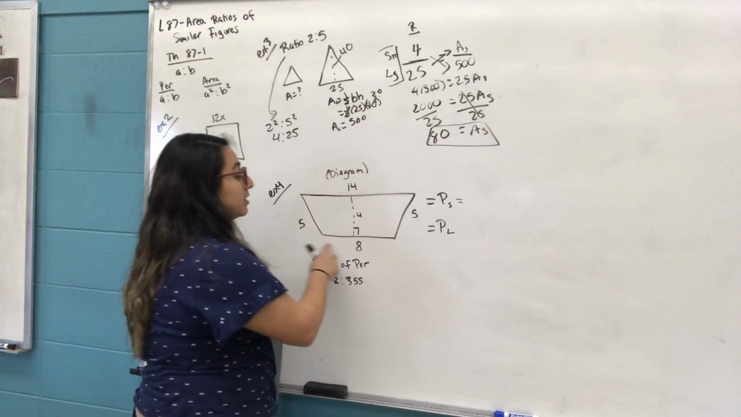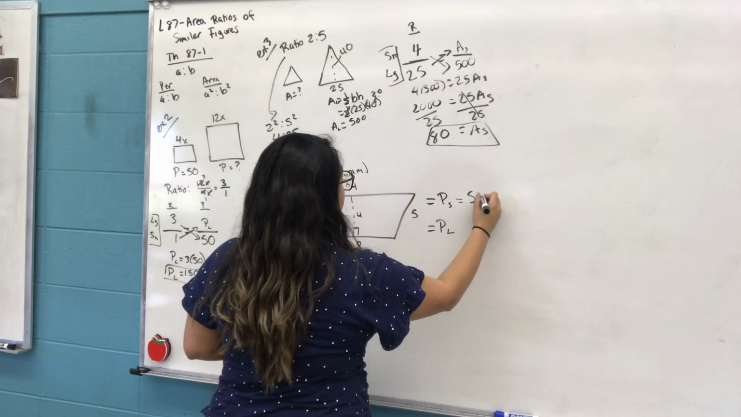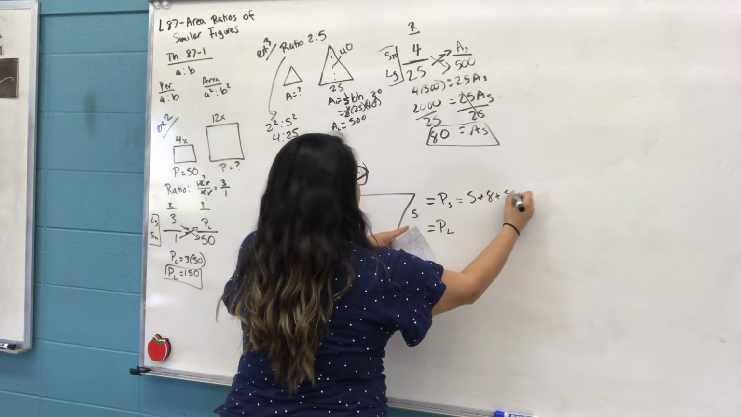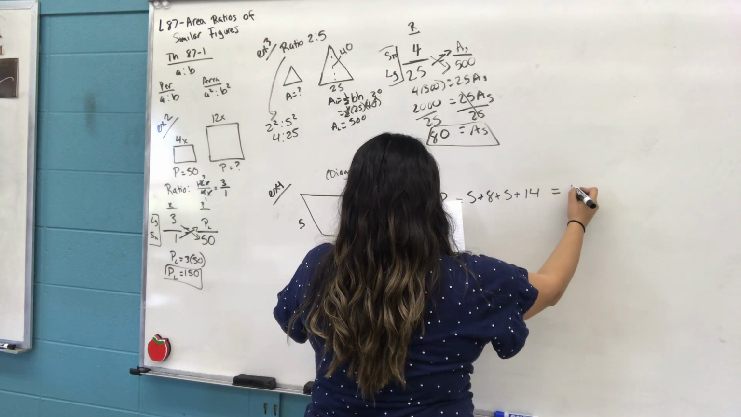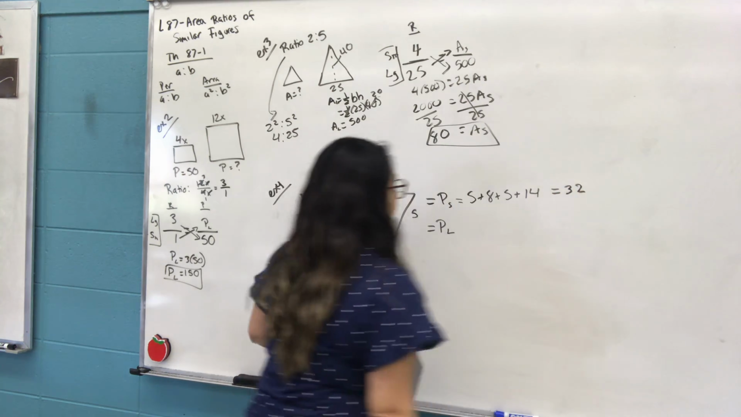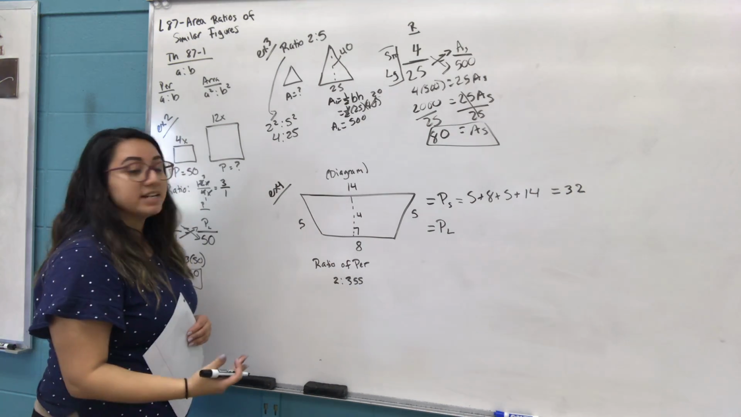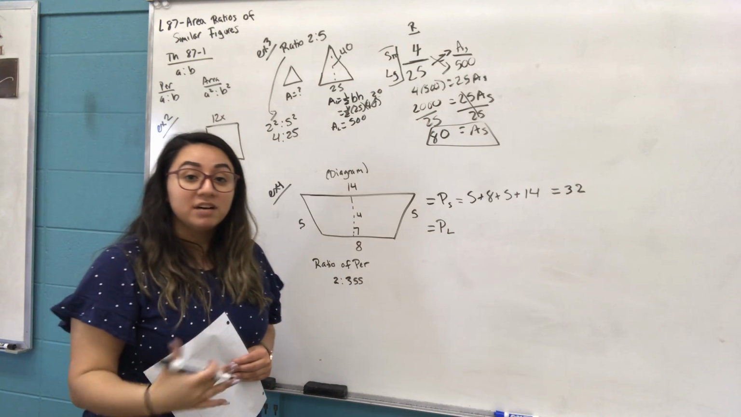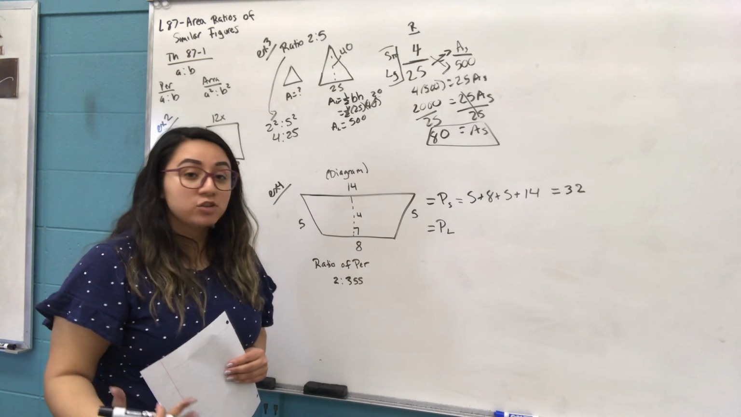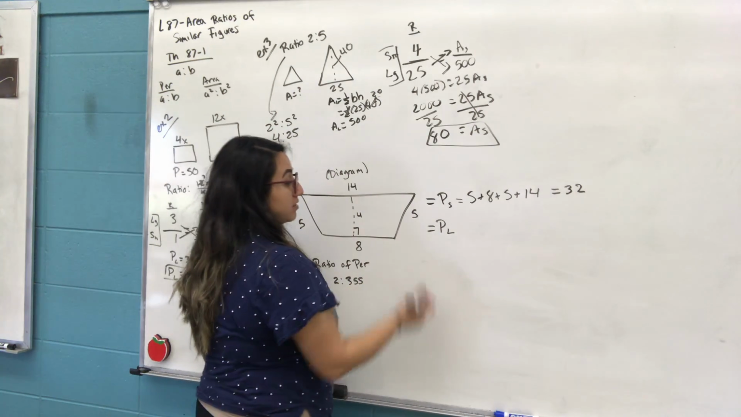To find the perimeter, all we do is add up all the sides. So that's 5 plus 8 plus 5 plus 14. And the perimeter for that would be 32. Perimeter of the larger one, we don't have, so we can go ahead and find it. If you notice in the book, it says find the perimeter and area of the actual garden. So the actual one is like the larger scale one. So now, let's go ahead and find the perimeter of the larger one.